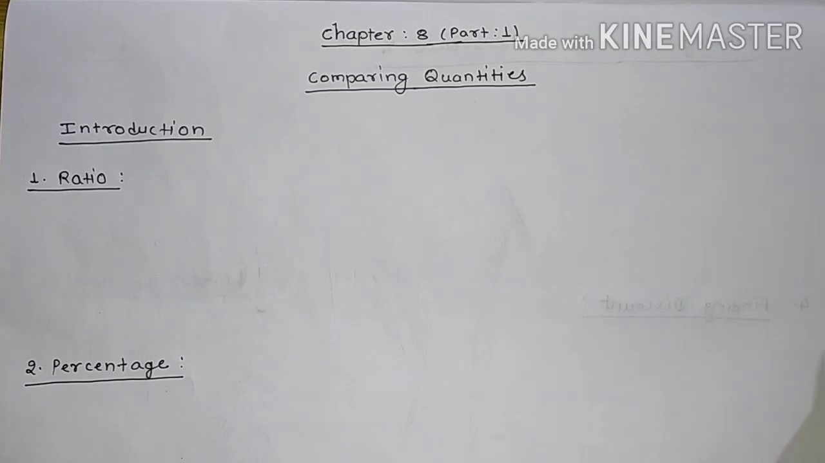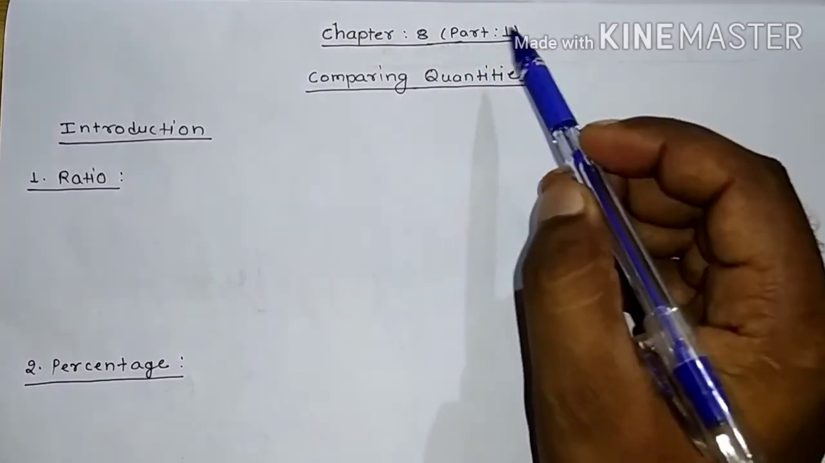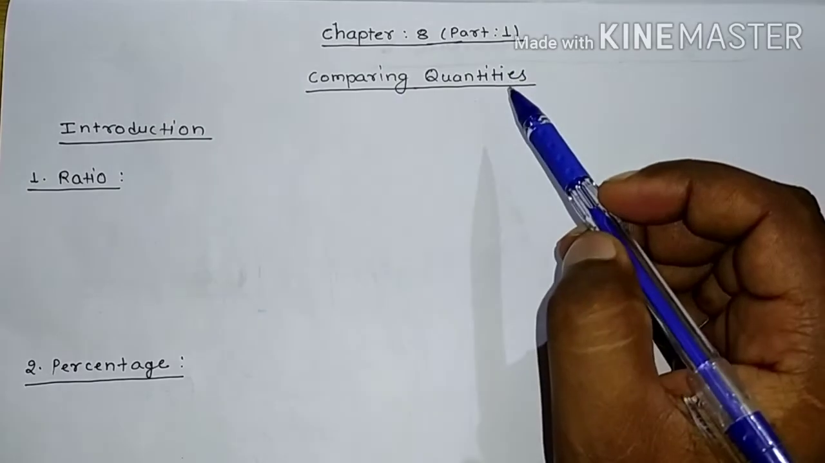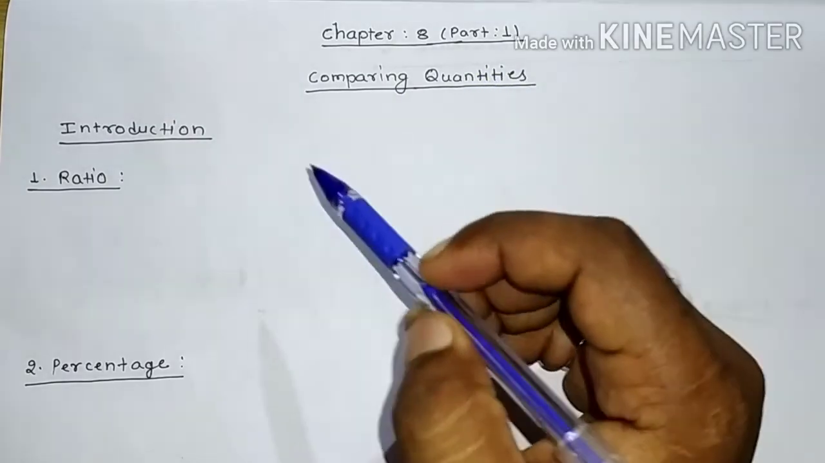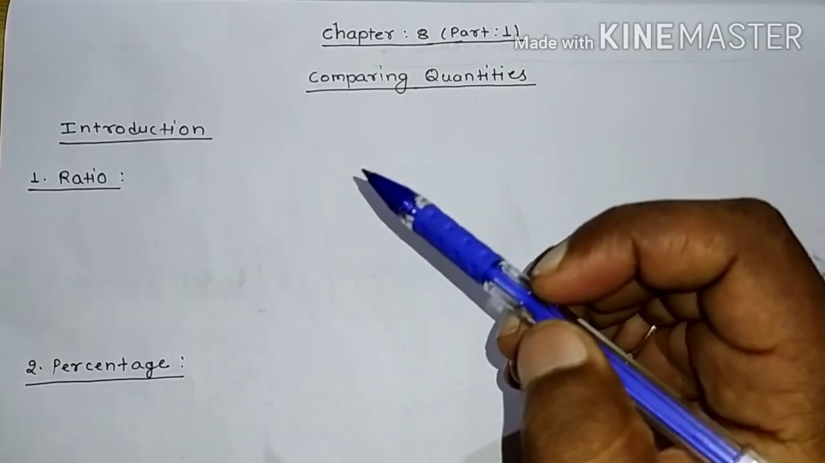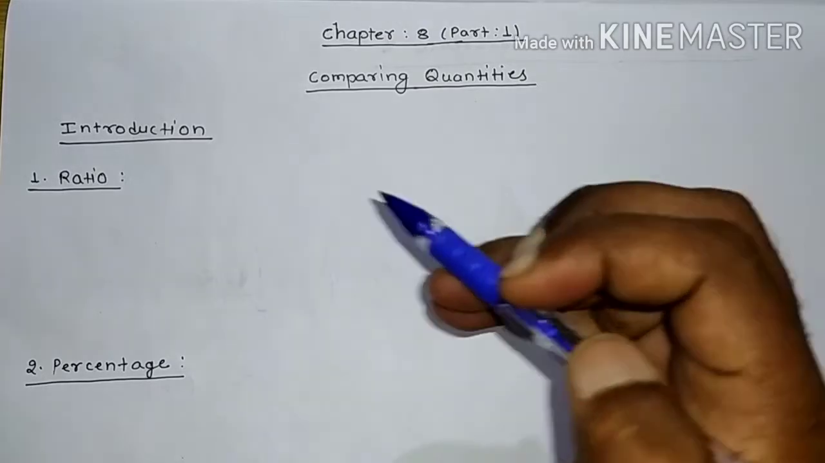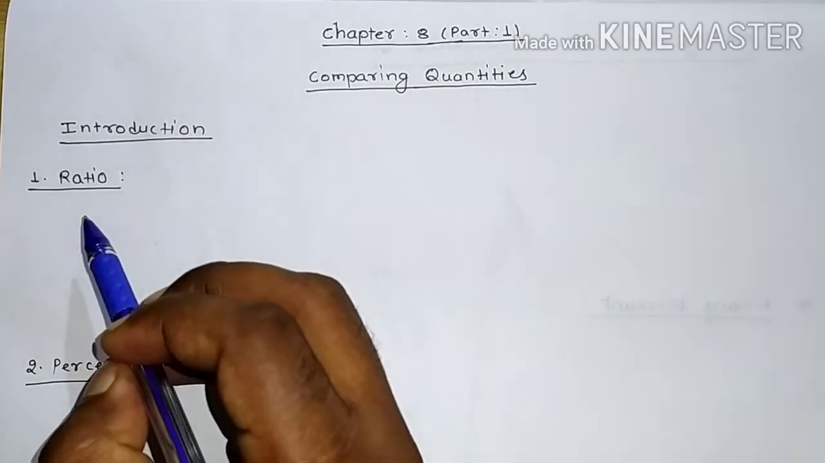Hello dear students. Today we will discuss chapter number 8, part 1, that is comparing quantities, and this is the introduction part of this chapter. Here we are going to discuss all the topics one by one. Now the first topic, that is ratio.